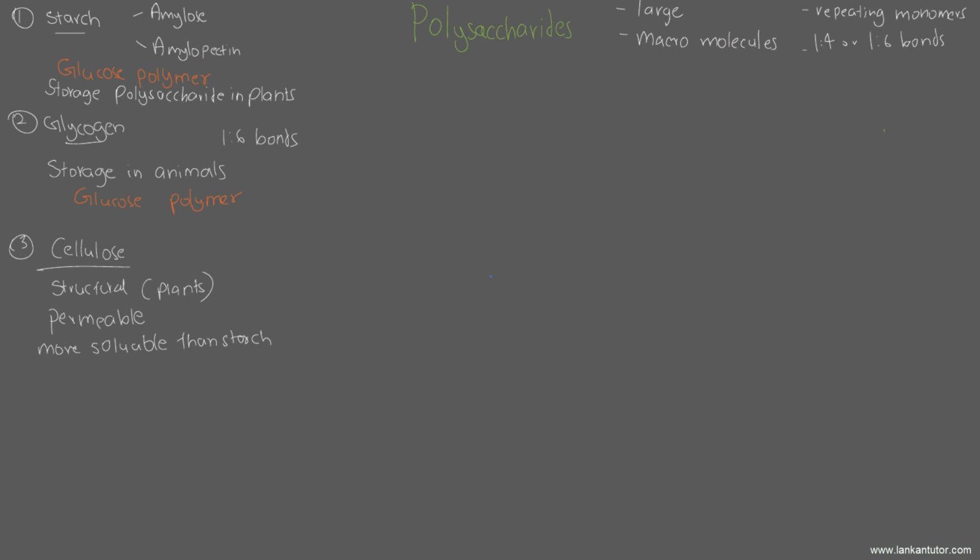The difference is cellulose is a completely permeable structure which allows water to go in and out of cells. That's how water is transported within the plants, because cellulose is permeable. Otherwise plants cannot function. Cellulose is another polysaccharide which is made out of glucose monomers.